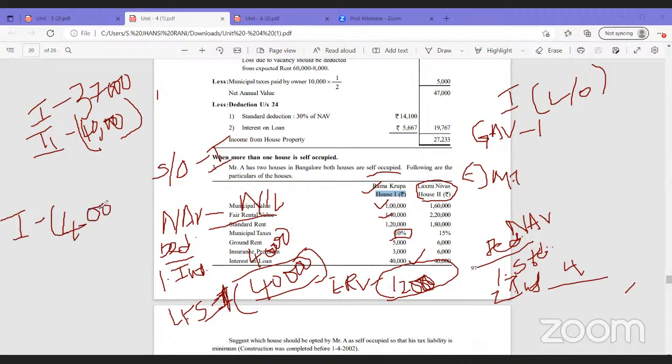Now we move to the second house, where the second house is taken as let out house. This is the second house. Now what is the rule I said? Whenever we go for a let out house, we have to always start with the standard format given by the income tax department, that first it starts with gross annual value. In order to attain gross annual value, we have to follow certain steps. Step 1 is we will compare here. You can just look at here.